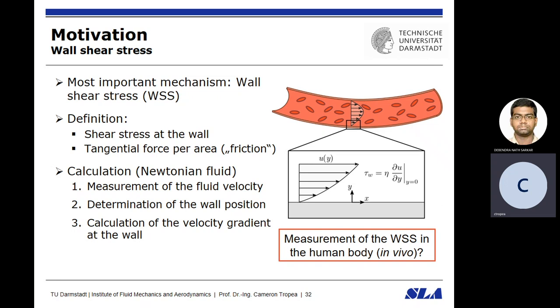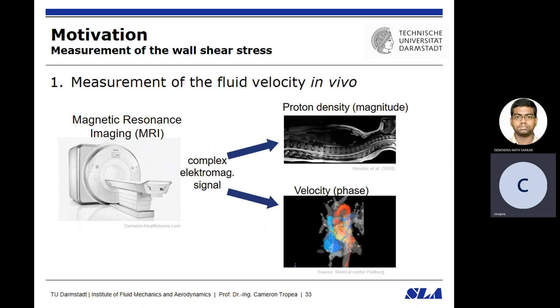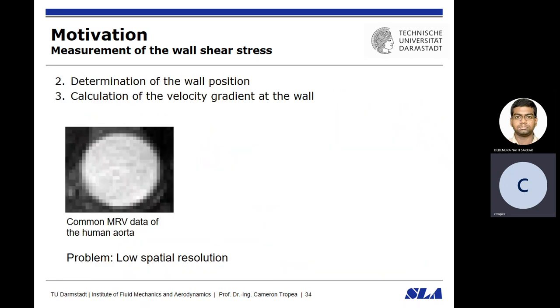Okay, so let's continue and say, can we measure wall shear stress, let's say, in the aorta or in some different parts? And this is actually interesting because now you can measure fluid velocity in vivo, not in vitro. So in the living, not outside the lab. And this is just a reminder.